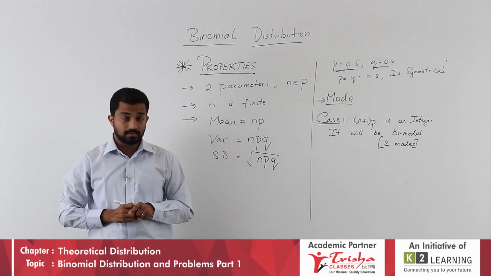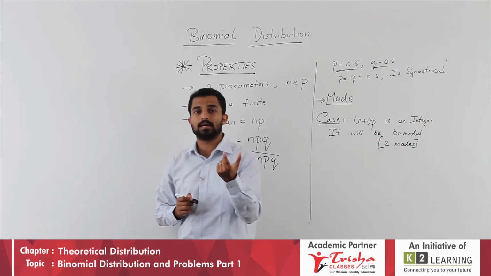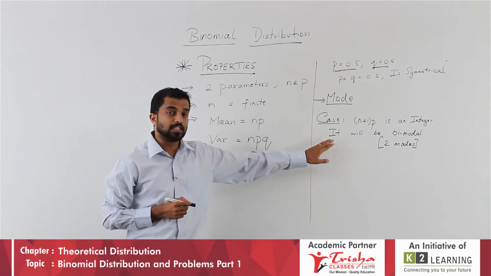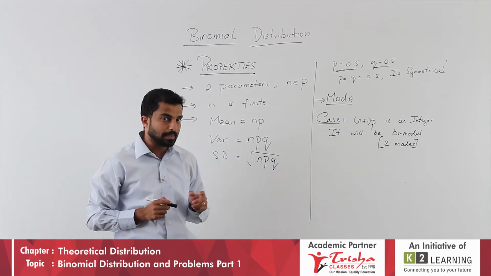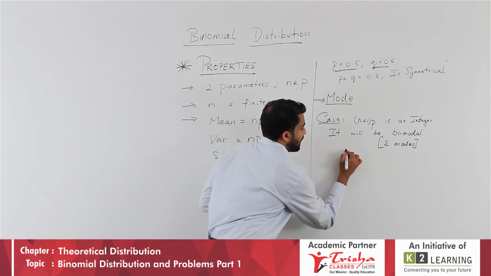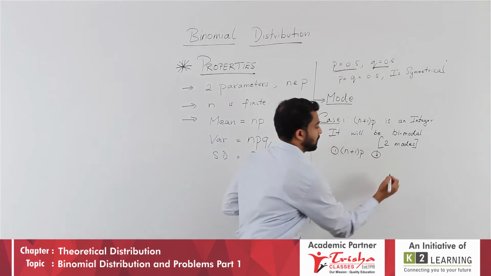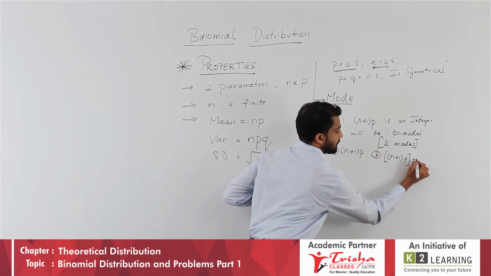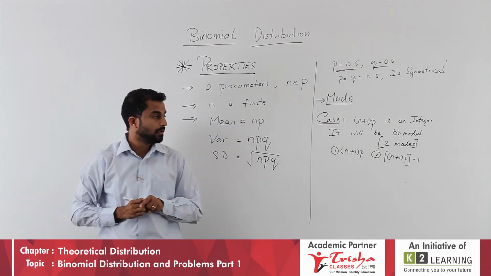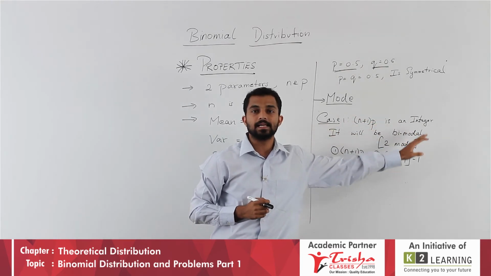When will there be two modes? Whenever (n plus 1) into p is an integer, that means a proper number, that time binomial distribution will have two modes and it is called bimodal. And which will be the two modes? One is (n plus 1) into p itself. This is one, and one more will be similar to this: (n plus 1) into p minus 1. These will be the two modes whenever (n plus 1)p is an integer.